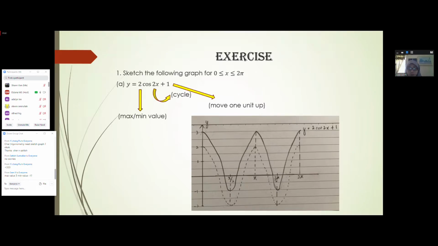In your exam, do not sketch this one, only one answer, the final one, and label it as y equals 2 cos 2x plus 1. I forgot to label the x-axis here. Please label this one as x-axis. Okay, any question? You get it?